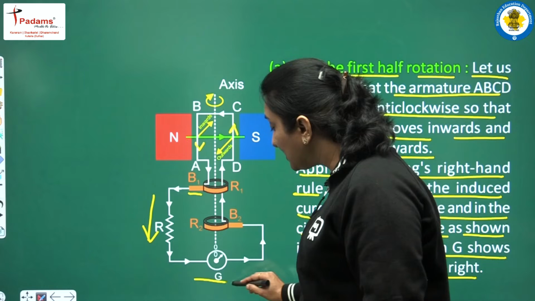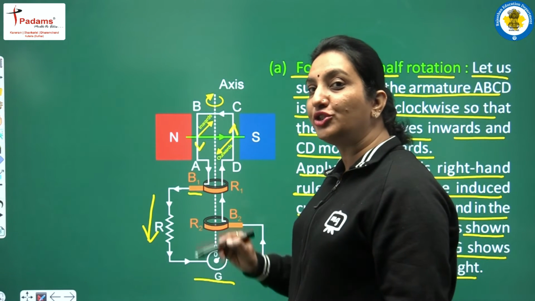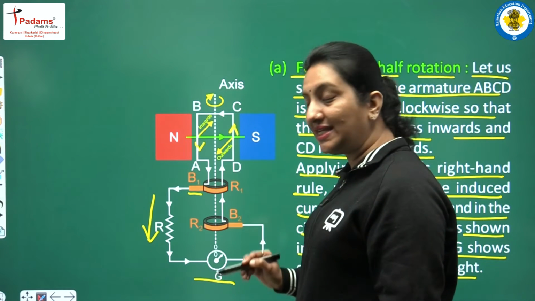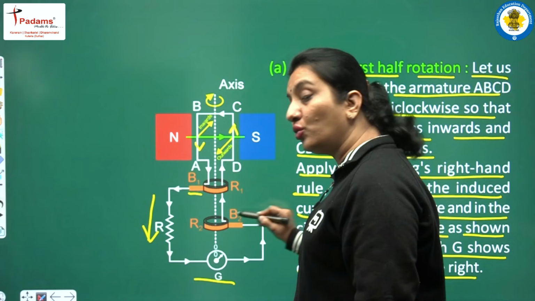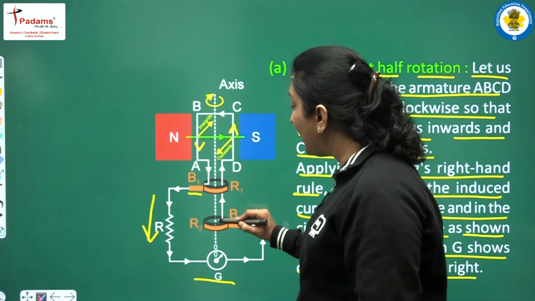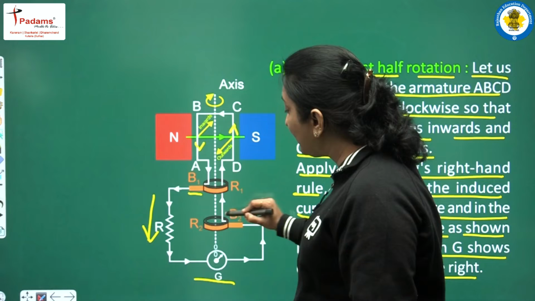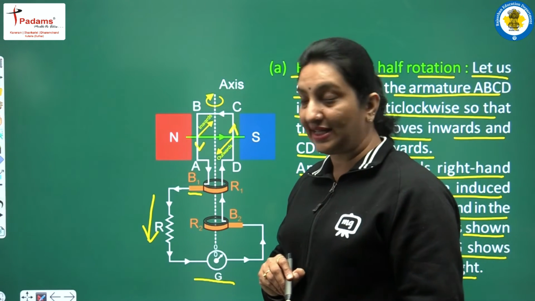And what we see is that the direction of current in the galvanometer is so indicated that the galvanometer shows deflection on the right hand side, and hence the current now enters the slip ring R2 through the brush B2 and hence it is connected to the arm CD. So the direction of current is again in the anti-clockwise direction.